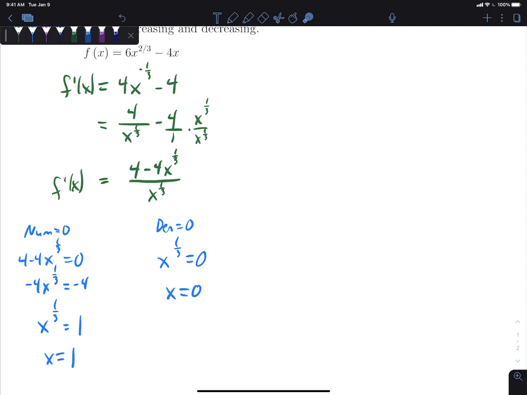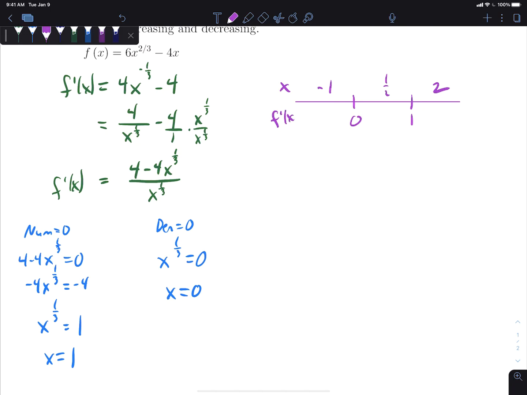Alrighty, so let's go ahead and use a number line. On the number line, we have 0 and we have 1. And we need test points. To the left of 0, let's say negative 1. Between 0 and 1, let's say a half. And greater than 1, let's say 2. And those are the x values.